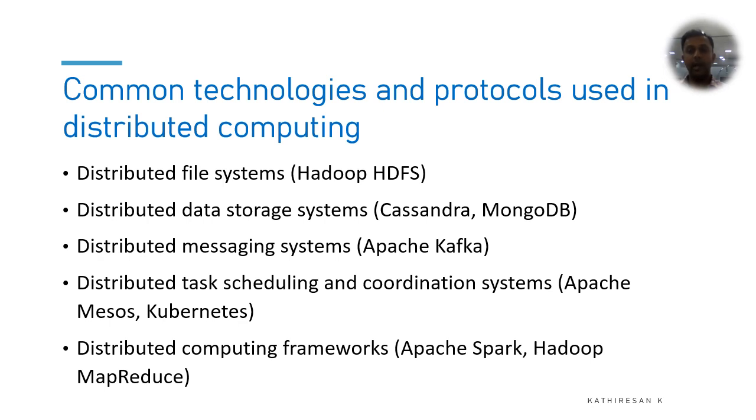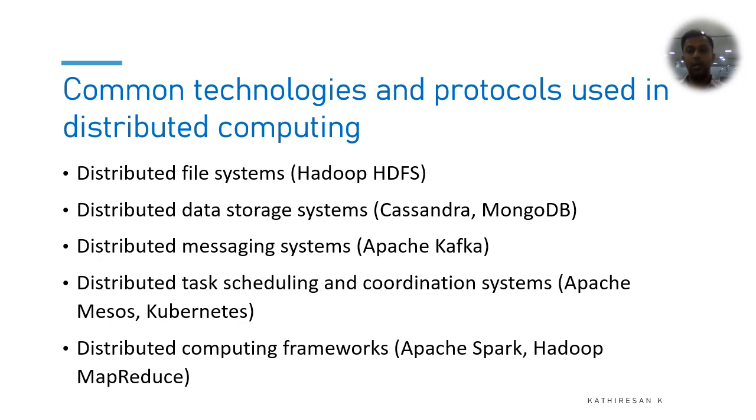For distributed data storage systems, Cassandra and MongoDB are two popular options. These systems allow you to store and retrieve a large amount of data across multiple computers. This makes it easier to scale your data storage as your needs grow, while also providing fault tolerance and high availability.